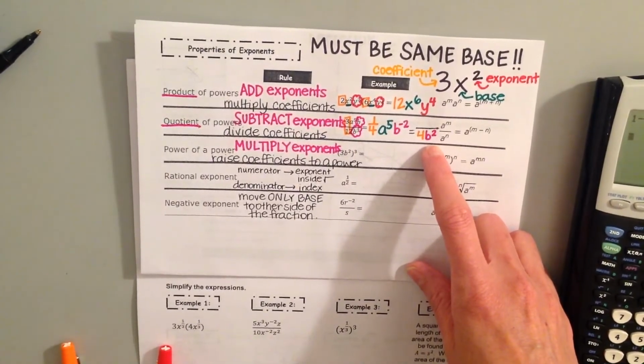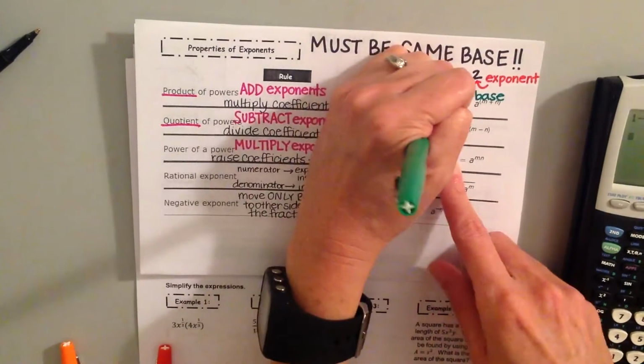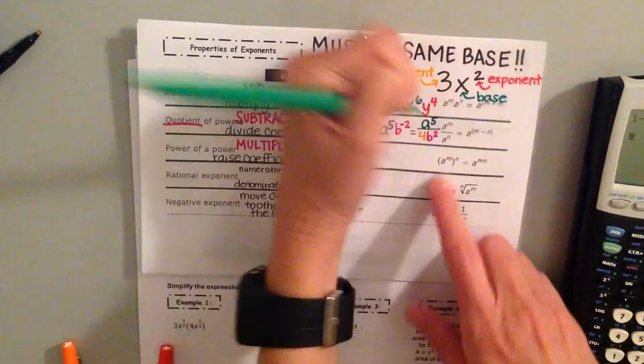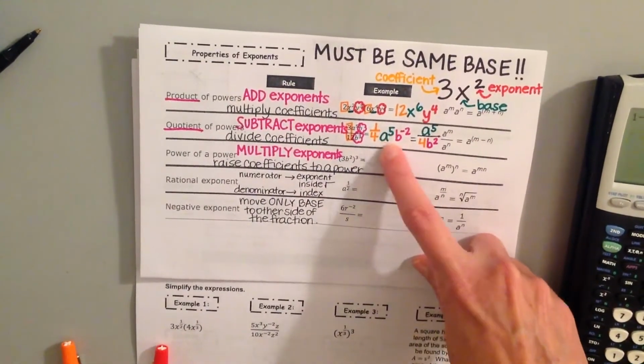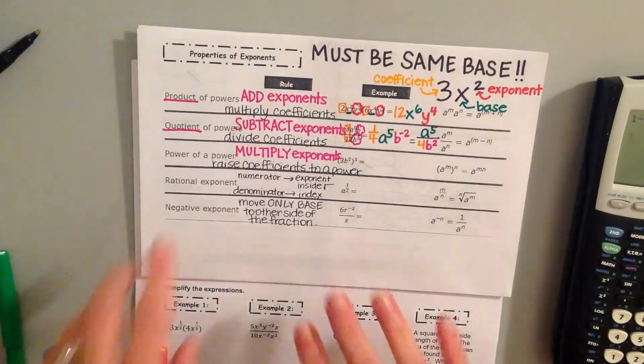And now I'm left with, in my numerator, an invisible 1. I don't have to write that 1, but now that a to the 5th is going to stay in the numerator because it's like a to the 5th all over 1. So it's in a numerator, and it's going to stay. So there's my final answer.